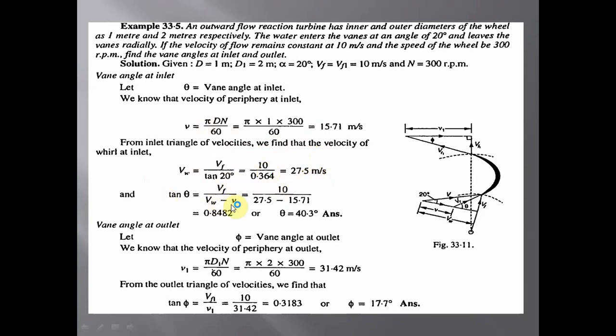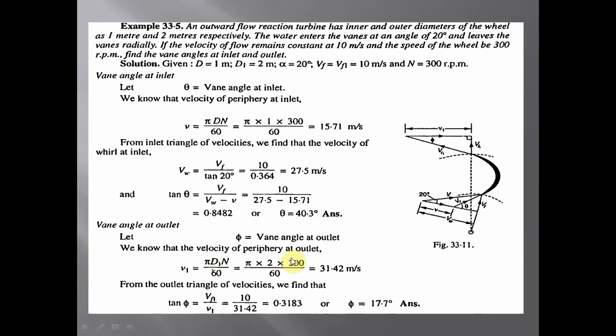And tan theta is equal to Vf divided by Vw minus V, that is 10 divided by 27.5 minus 15.75, that is equal to 0.8482, or theta is equal to 40.3 degrees. Vane angle at inlet is theta, and phi is the vane angle at outlet.